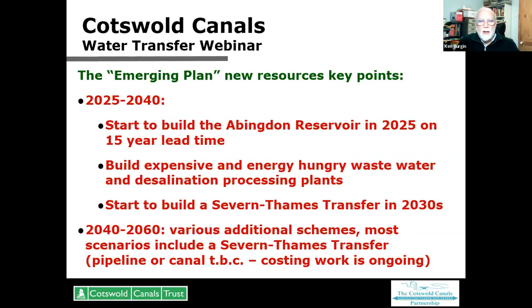Now, the emerging plan, the key elements in it are that for the 2025 to 2040 timeframe is to start to build the big Abingdon Reservoir in 2025, right at the beginning of the period, and it may be ready at the end, i.e. at 2040.